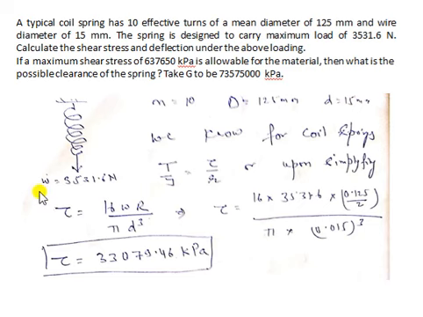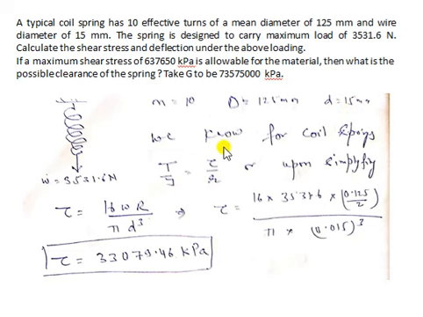There is a second part also. We'll discuss the second part later on. First, let us try to discuss the first part. Let's say this is a coil spring and a load of 3531.6 Newton is acting on it. The given parameters are: the number of turns is 10, the effective diameter of the coil is 125 millimeter, and the diameter of the wire is 15 millimeter.